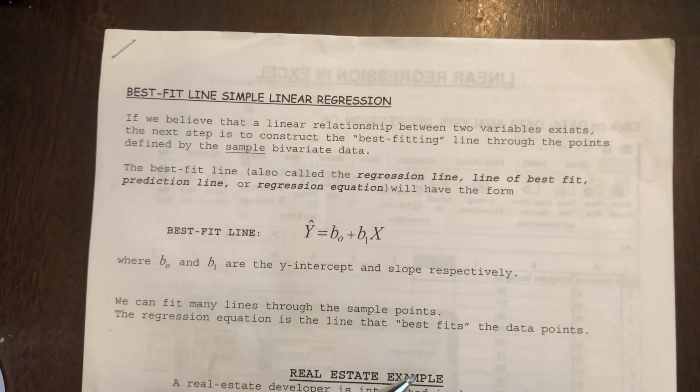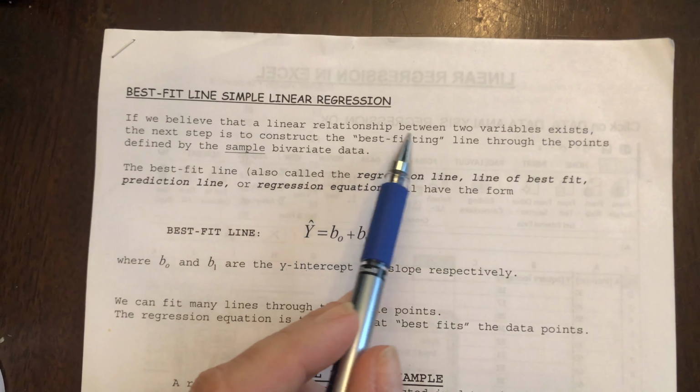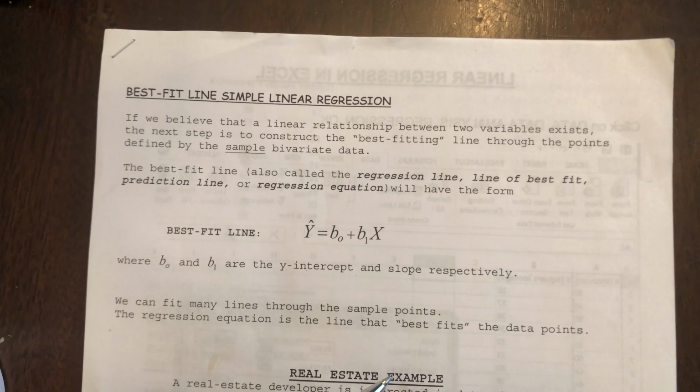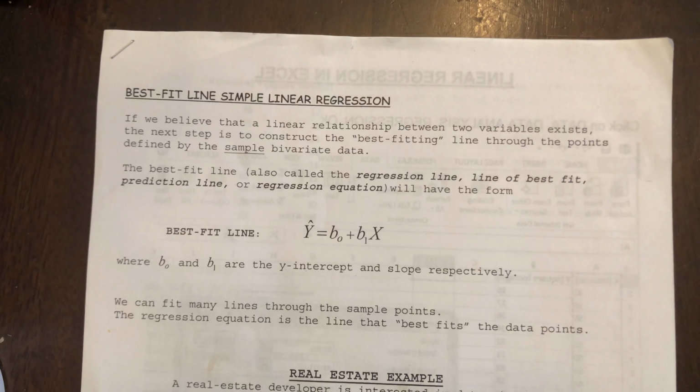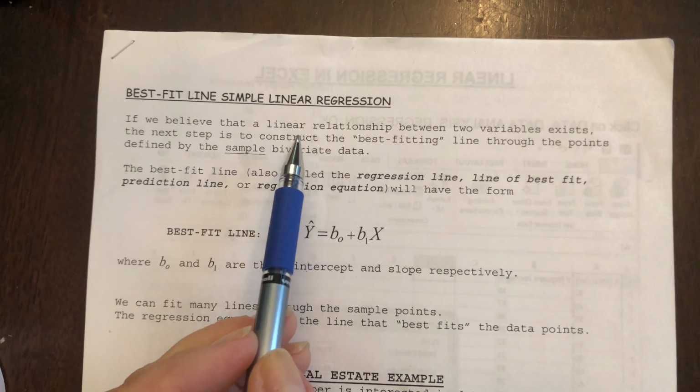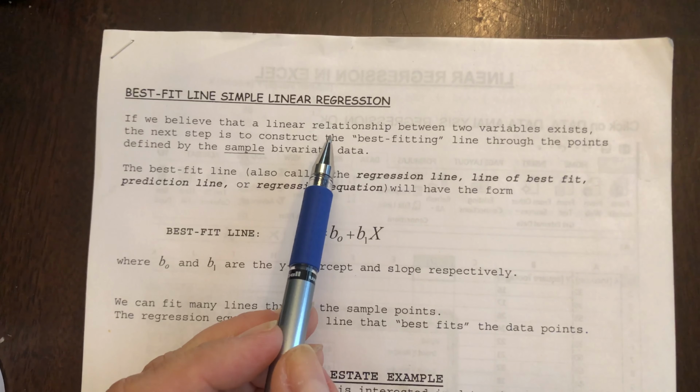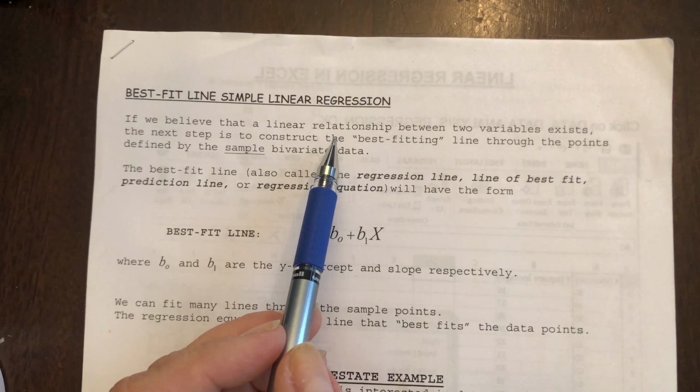Now we're going to talk about fitting a line to the points on our scatter plot, or to our bivariate data, if we believe that a linear relationship exists between the two variables. And this is very important. You don't want to fit a line to points that are not linear, because that's really not going to help us in any way. So the first step really is to check the correlation. Make sure your variables are correlated.